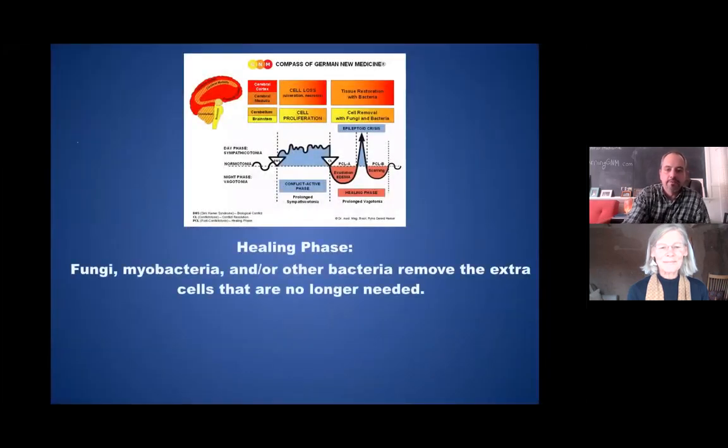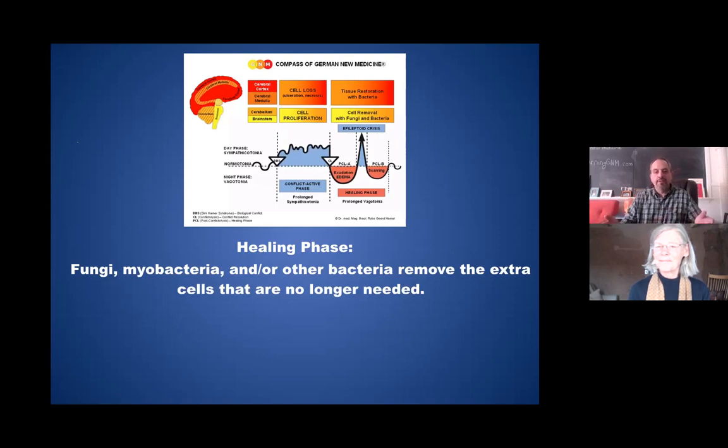Here we go. So now we're moving into the healing phase of the melanoma. The healing phase is, as I said earlier, the part that kicks in after the resolution within the psyche. So after the attack conflict is resolved, the healing phase kicks in. And what happens in this phase at the corium skin level is that fungi, microbacteria, and or other bacteria remove the extra cells that are no longer needed because the attack conflict has been resolved.